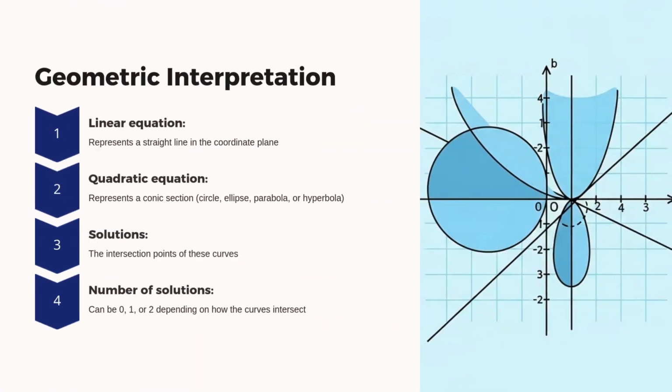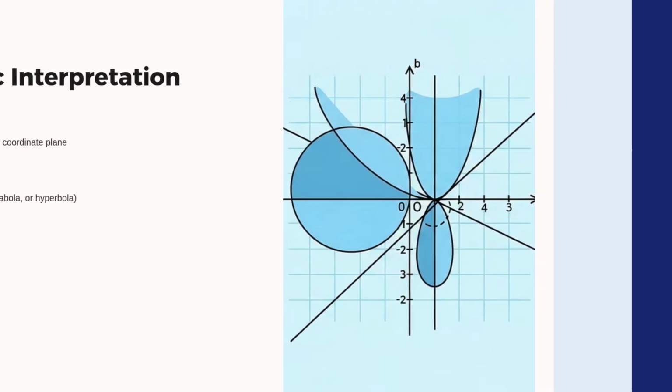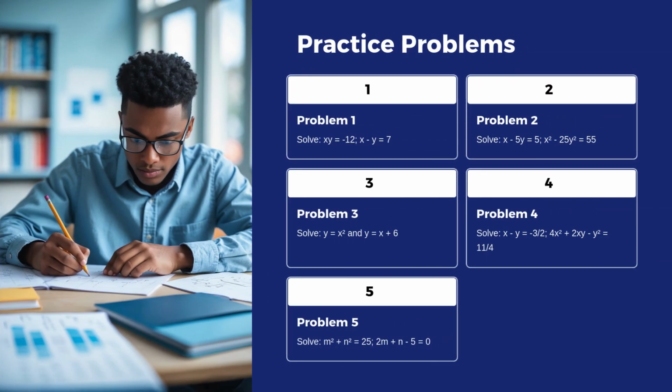Geometric interpretation. A linear equation represents a straight line in the coordinate plane. A quadratic equation represents a conic section: circle, ellipse, parabola, or hyperbola. Solutions: the intersection points of these curves. The number of solutions can be 0, 1, or 2, depending on how the curves intersect. Practice problems. Solve the given equations 1 to 5.